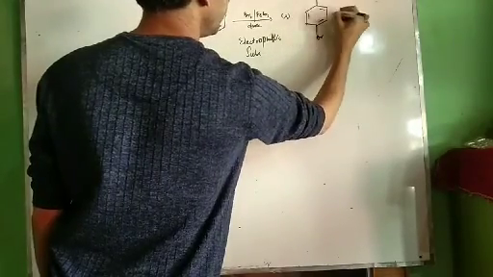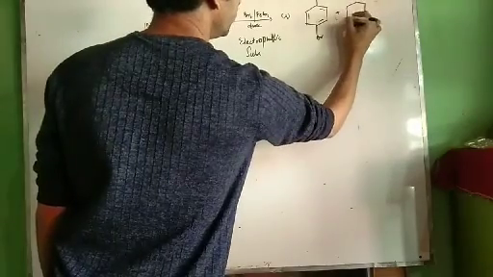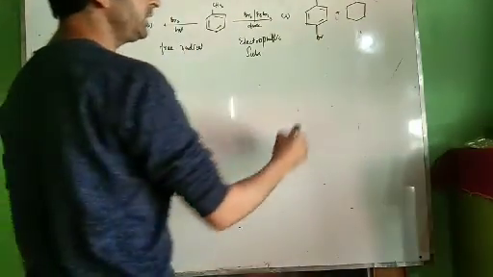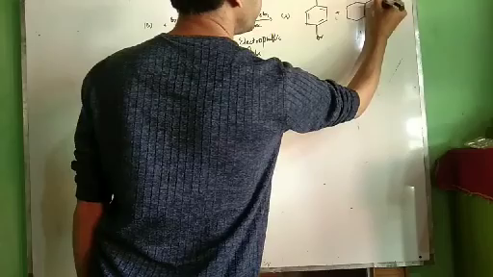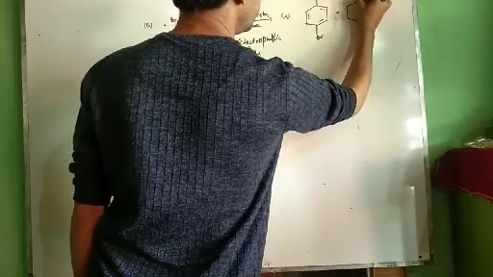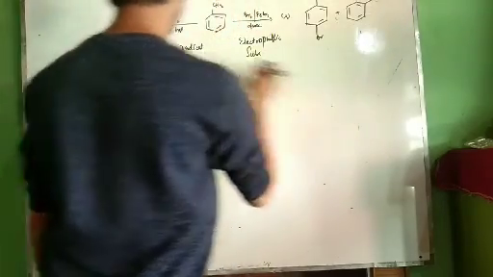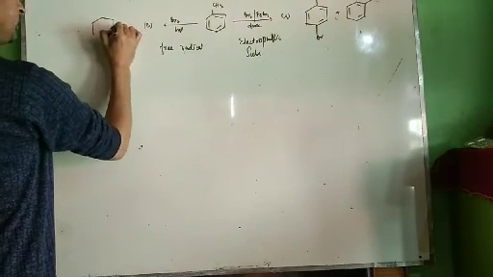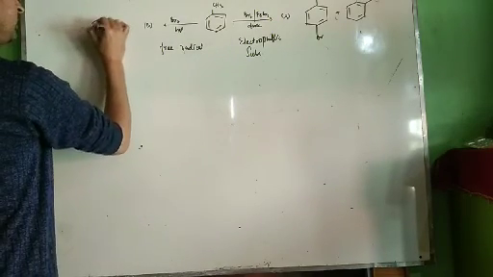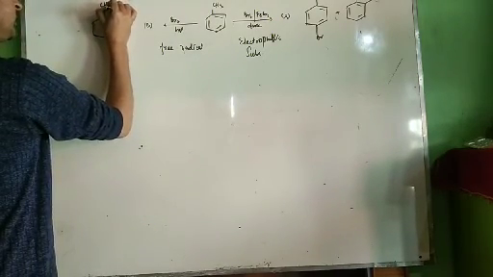Why major and why minor, we will discuss later, once I discuss reactions of haloarenes. We also get the ortho-bromo product, but this will be the minor product. And in the free radical case, chlorine or bromine, the halogen, will be substituted in the side chain.